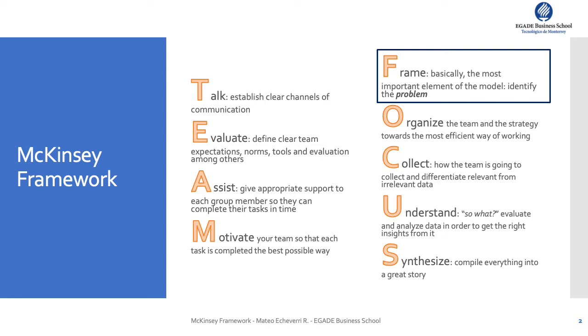Then we have the analytical component. The analytical component starts with the F, which is the most important element of the whole model: frame, or identify the problem. Next, we have the O for organize, when we organize the team and the strategy towards the most efficient way of working. Afterwards, we have the C for collect: how the team is going to collect and differentiate relevant data from irrelevant data. Afterwards, we have the U for understand, which is also known inside McKinsey as the "so what". You have to evaluate and analyze the data in order to get the right insights from it. And finally, but not least, we have synthesize. You have to compile everything into a great story.